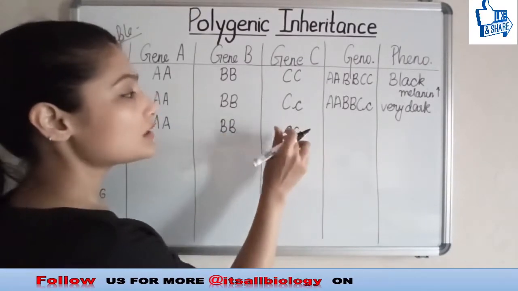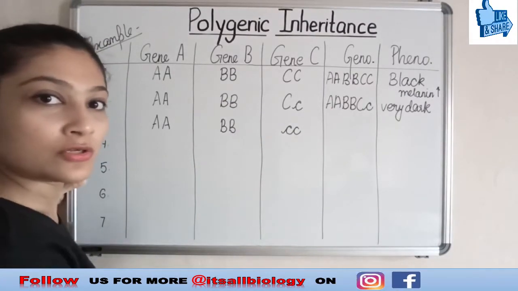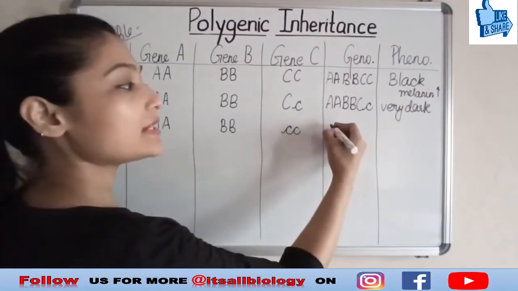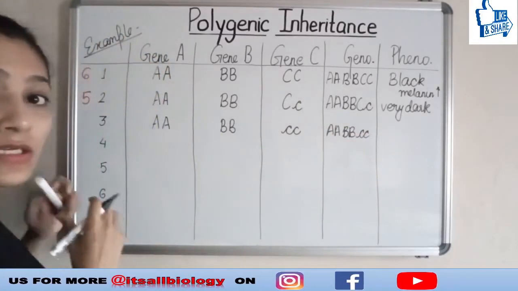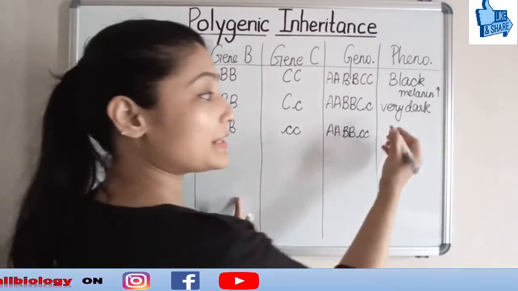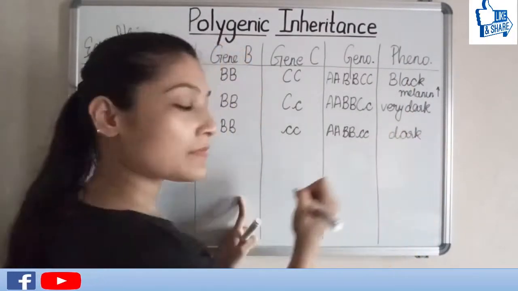Third case, if we talk about here, say still both are dominant here, but in this case now, this can be with any of them. I'm just telling you the number which really matters, the quantity which matters. So can I write it like this now? How many dominants are there? 4 dominants are there. So the skin pigmentation or the phenotype is going to be dark.